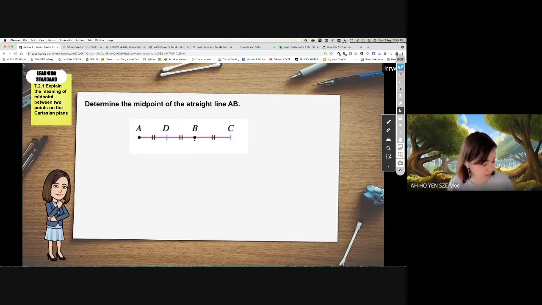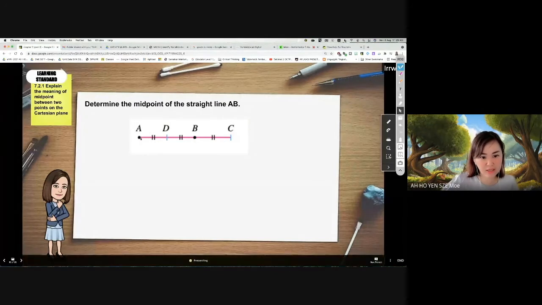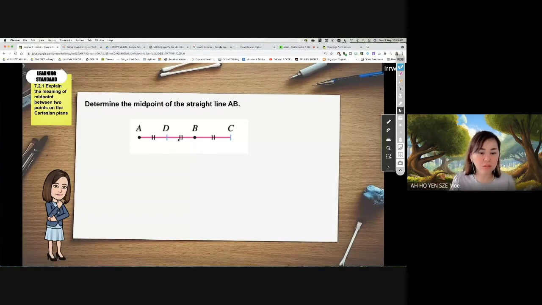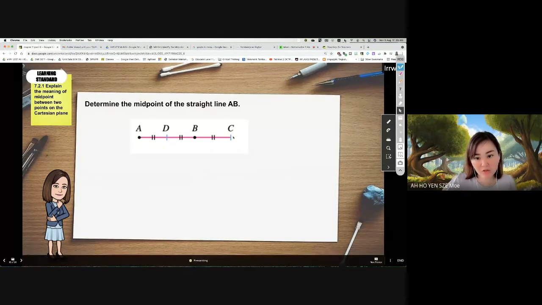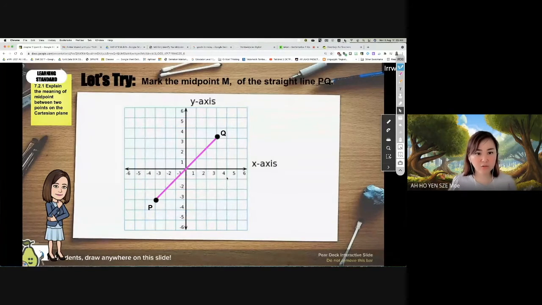Mana satu? Everybody respond in the chat. D, yes. Kenapa D? Because this is the question AB, right? So you can see the symbol here, meaning that they are equal. Both sides equal, so the middle one should be the midpoint. C is already out of AB, so C couldn't be the midpoint. So it's D lah. Good, well done.